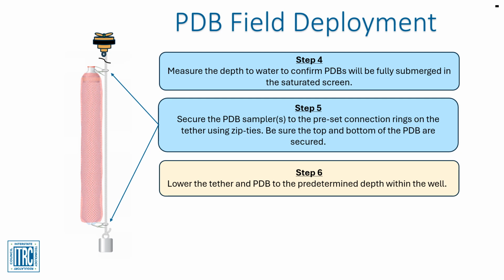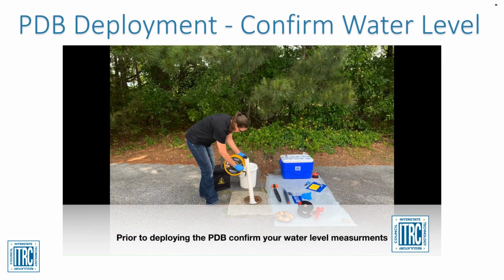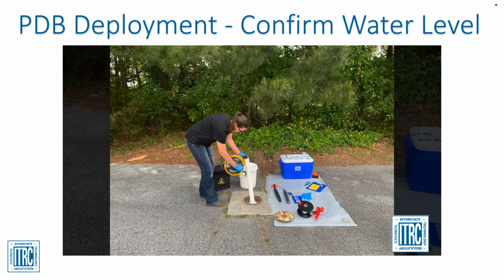When multiple PDBs are used on the same tether, attach the bottom sampler first and add each additional sampler to the rings as the tether is lowered. Secure the top of the tether to the bottom of the cap. Do not place the tether between the well cap and casing, as this could allow surface leakage into the well. Here the technician is checking the water level before installing PDBs to verify that the PDB will be fully submerged in the saturated screen.